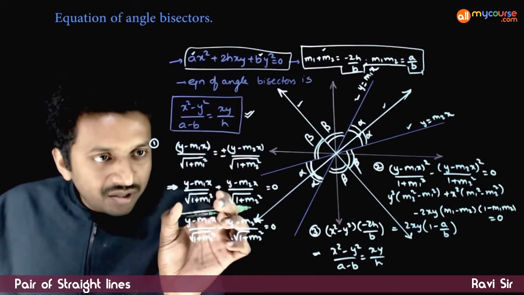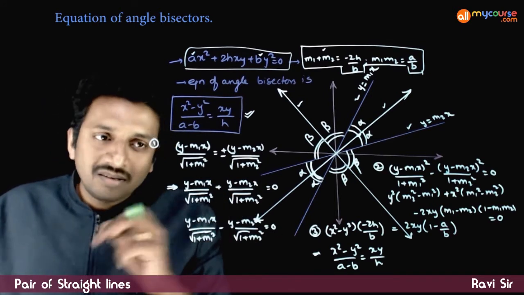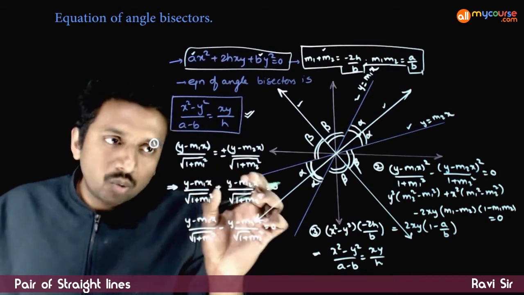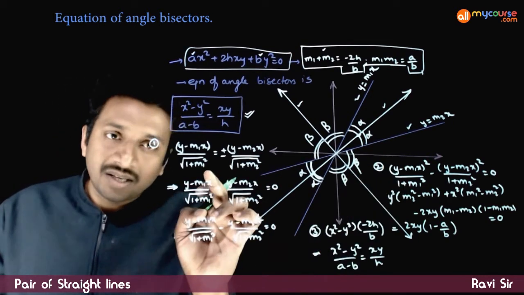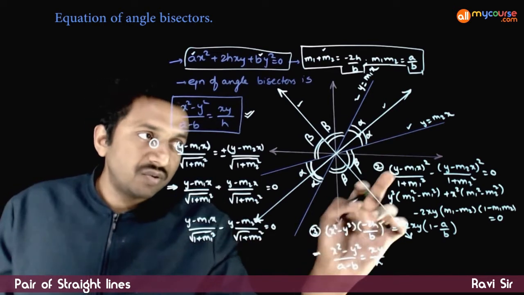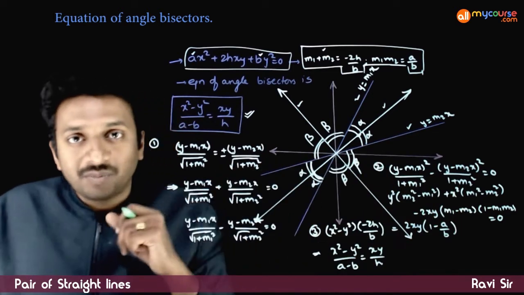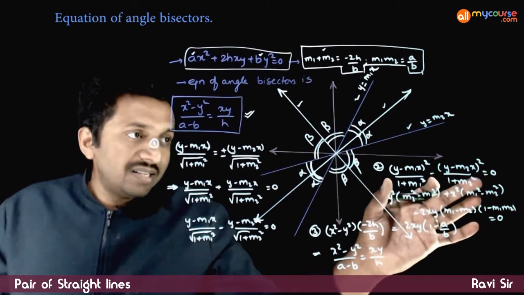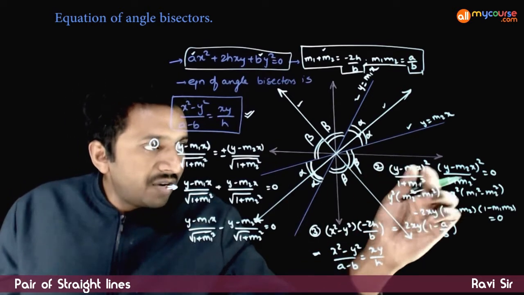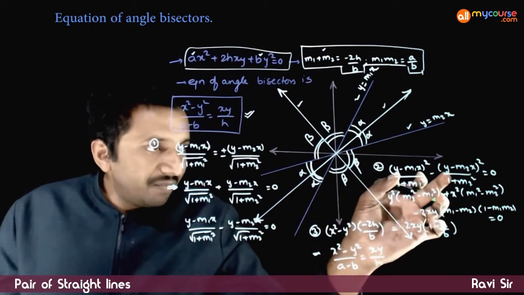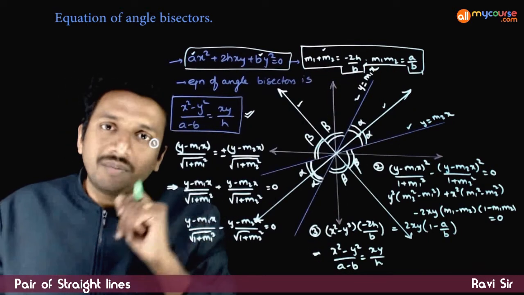As you can see, this is of the form (something plus something) into (something minus something). So the equation is something square minus something square equals 0. So (y − m1x)²/(1 + m1²) = (y − m2x)²/(1 + m2²). So this is the combined equation. Now this equation is in terms of m1 and m2. Now let us simplify this and use the relations for m1 + m2 and m1·m2.